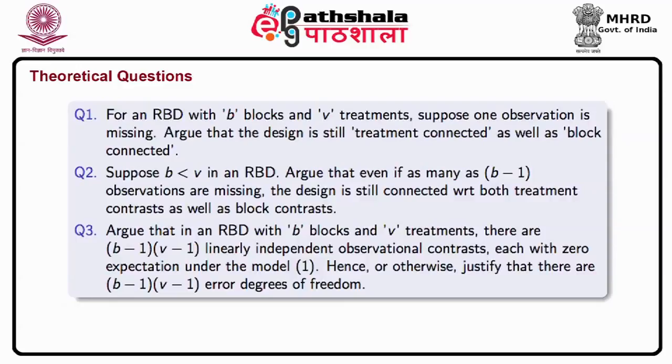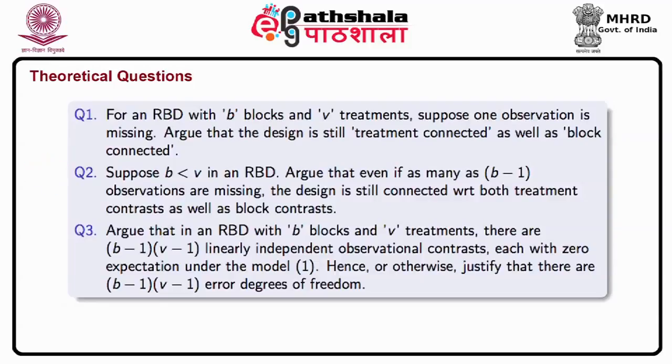Now question number 2. Suppose in an RBD, B is less than V, we have more treatments than blocks, but we are in the setup of an RBD. Argue that even if as many as B minus 1 observations are missing, the design is still connected with respect to both treatment as well as block contrast.